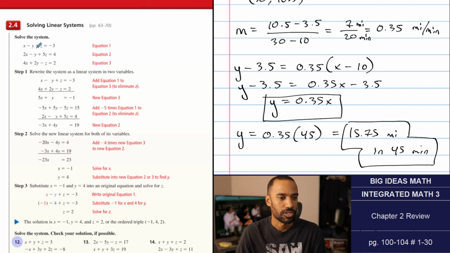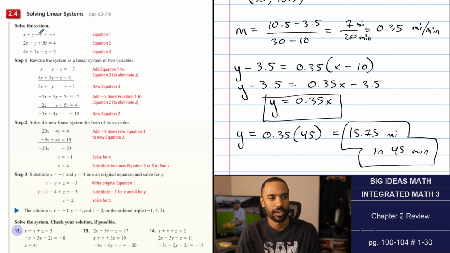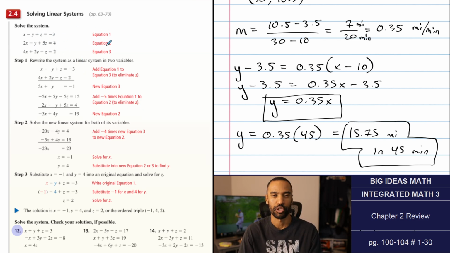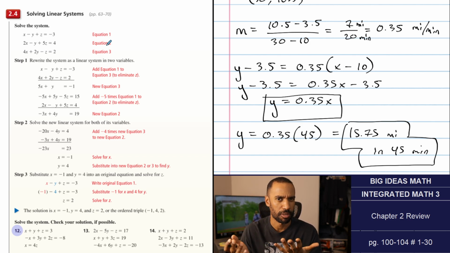Solving linear systems. Solve the system. They have this system here. I'm just going to leave it as it is. And your goal is to turn a system of 3 equations into a system of 2. That means get rid of one of your variables using either substitution or elimination. Depends on the problem. This problem looks prime for elimination method.